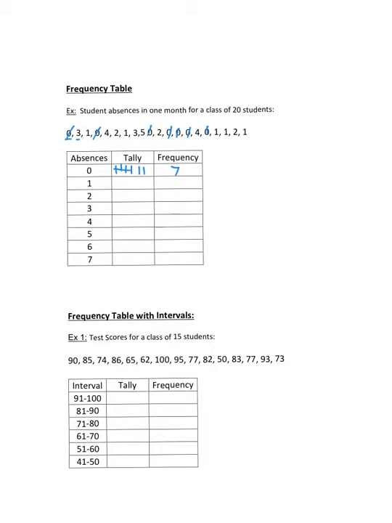So how many people were absent 1 time? 1, 2, 3, 4, 5. So my tally would look like this, and my frequency would be 5. So frequency is the number of times that value appears. We're not going to do the whole table.